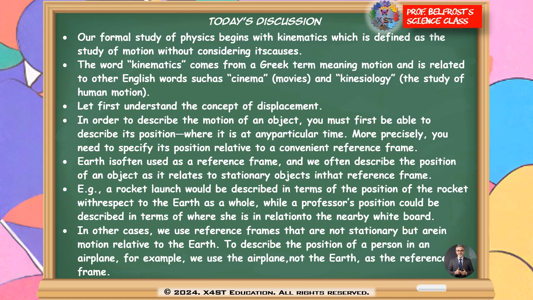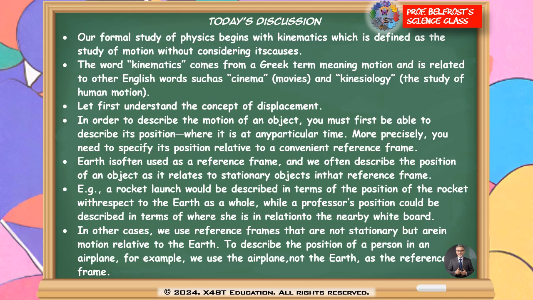Position is where the object is at any particular time. Or more precisely, you need to specify its position relative to any convenient reference frame. You can only define something relative to the other things that you take, and that's the reference frame. For our calculations in physics, most of the time we'll take Earth as the reference frame, but we can also describe the position of an object relative to some stationary objects in that reference frame.